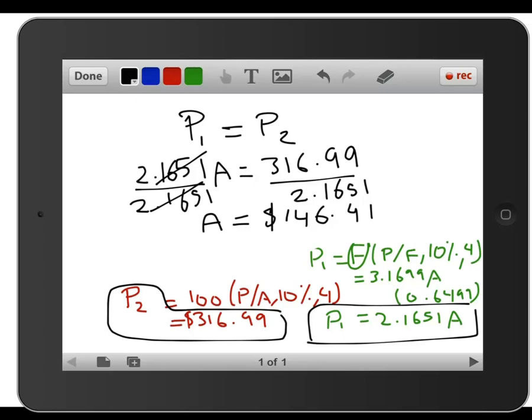So if I paid $100 for the first 4 years, I can withdraw $146.41 starting from year 5 all the way until year 8. I will pay 100 for 4 years. I will collect 146.41 in the year 5, 6, 7, and 8.